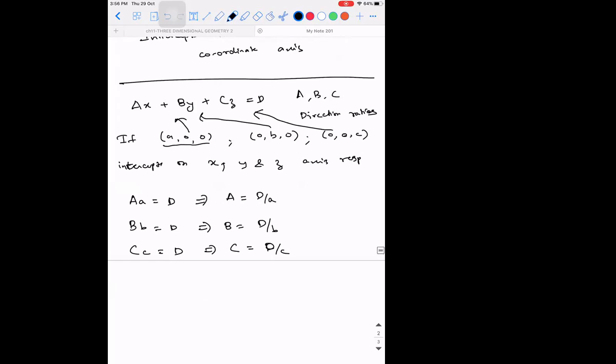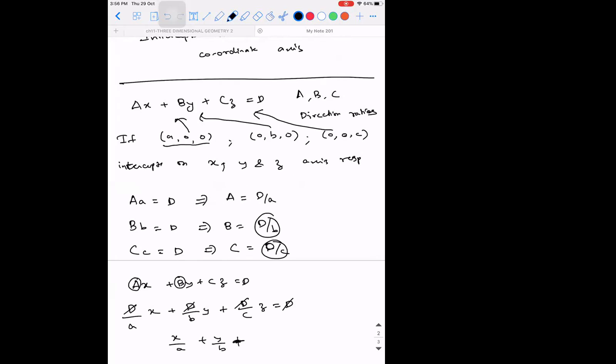So what will be the required equation? The required equation will be capital A x plus capital B y plus capital C z is equal to D. In the place of capital A, write D by a into x. In the place of capital B, write D by b into y. In the place of capital C, write D by c into z is equal to D. Everything will get cancelled. Then you will get x by a plus y by b plus z by c is equal to 1.